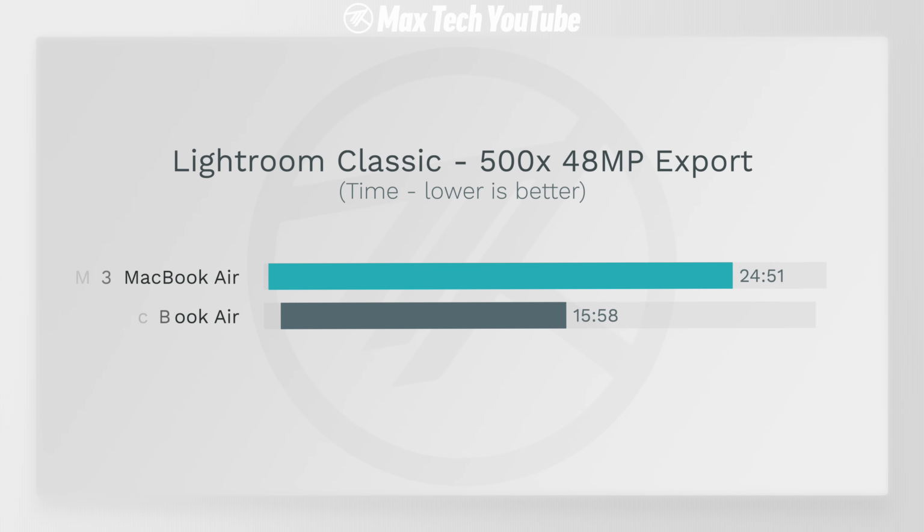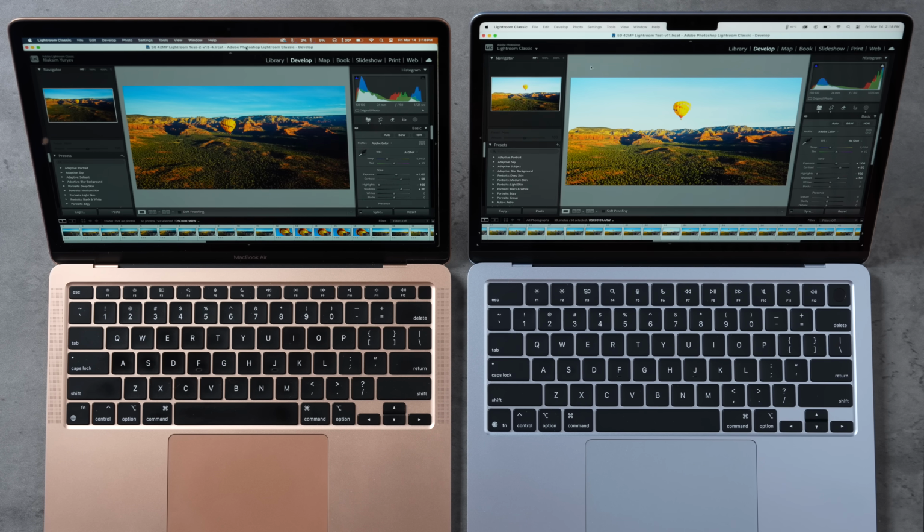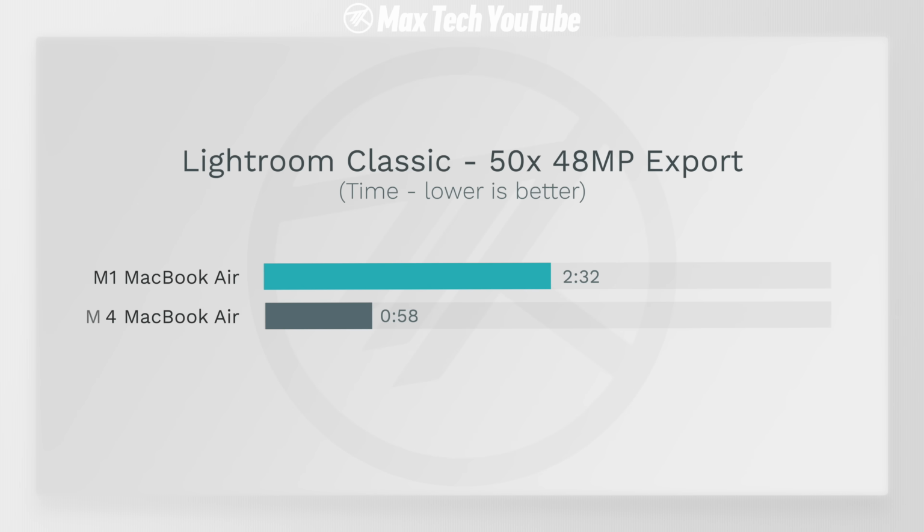For example, if you have 500, the M4 took 15 minutes and 58 seconds. The M3 version of the Air took 24:51. How long would the M1 take? I'm not willing to sit here that long, but you guys see a difference. I'm guessing 45 minutes or so. That is where you're saving major time.